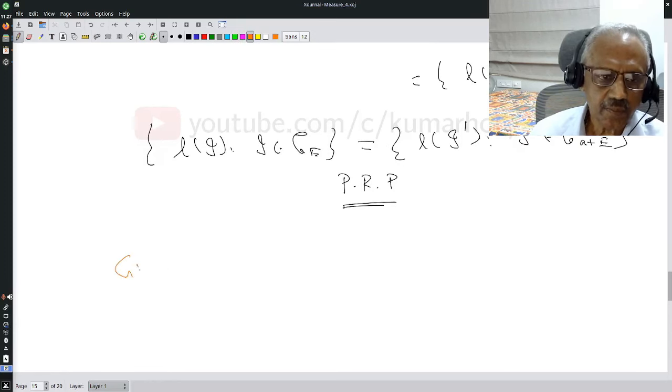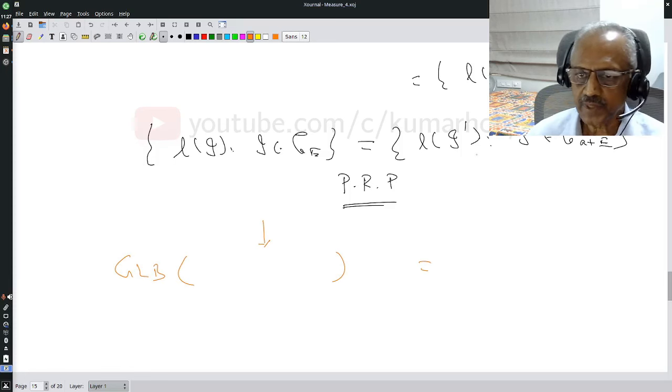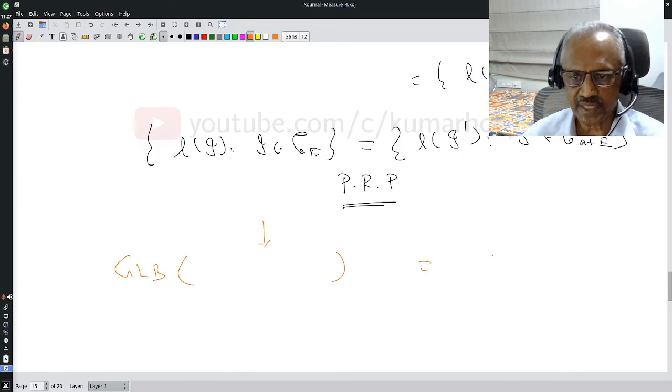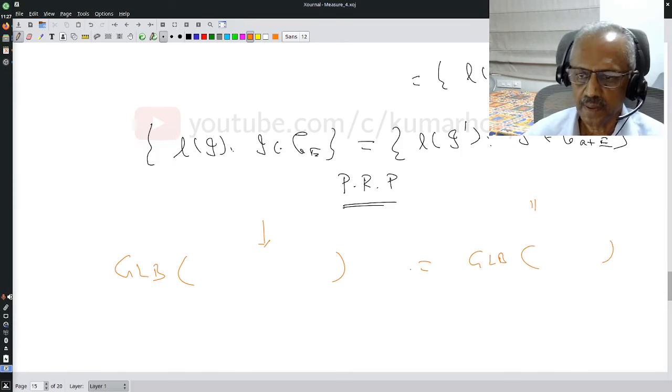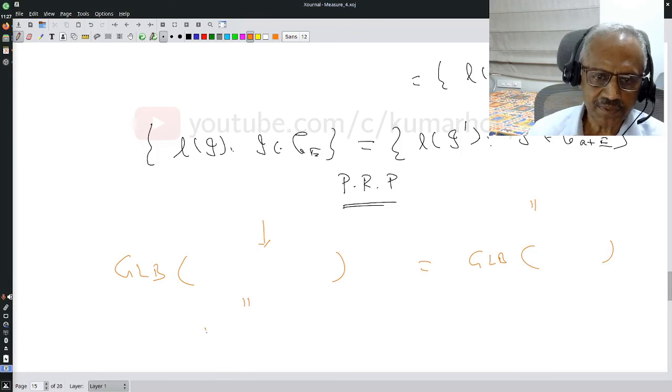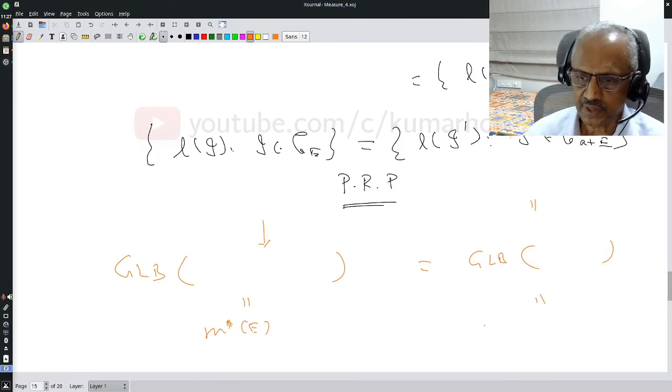Hence, because these two sets of extended real numbers are the same, the GLB of this set equals the GLB of that set. But the GLB of this set by definition is M star of E, and the GLB of that set by definition is M star of A plus E. So we have proved they are equal.